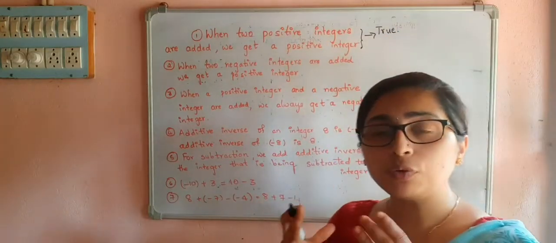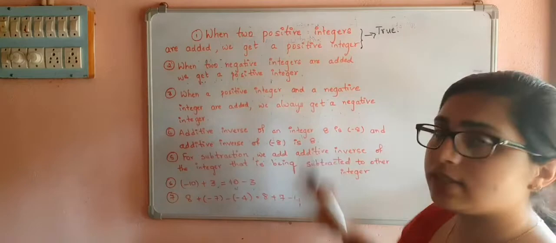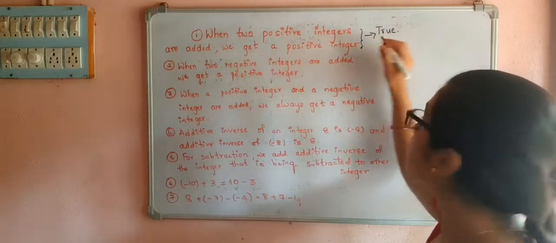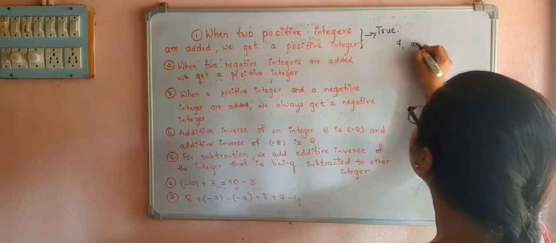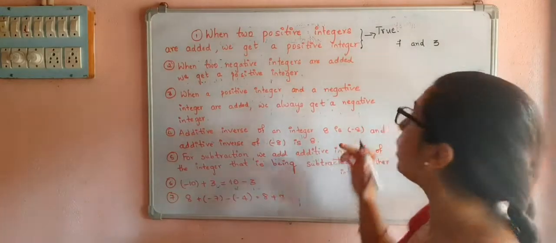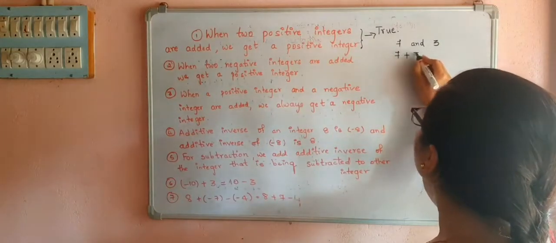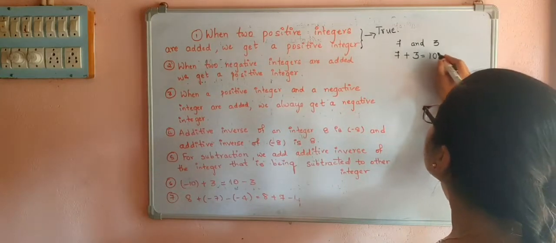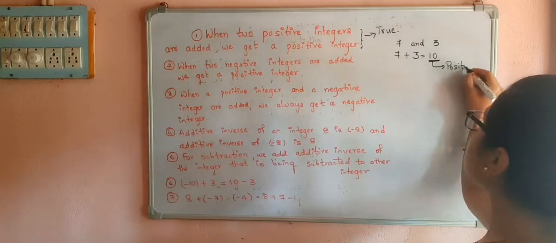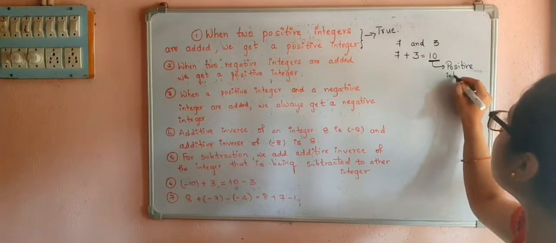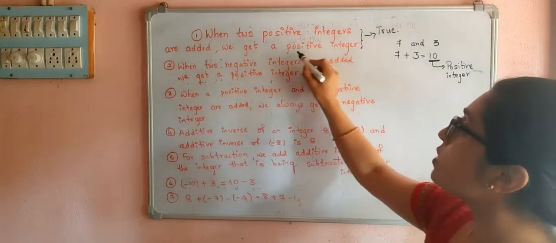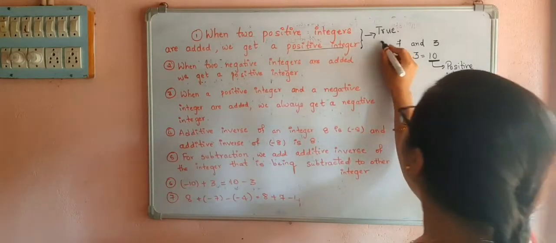We will take a few examples and try to understand this question. When two positive integers are added, I will consider two positive integers, 7 and 3. When these two are added, 7 plus 3, what will be the answer? It will be 10. This is also a positive integer. So whatever is mentioned is right. We get a positive integer. This is the first example.